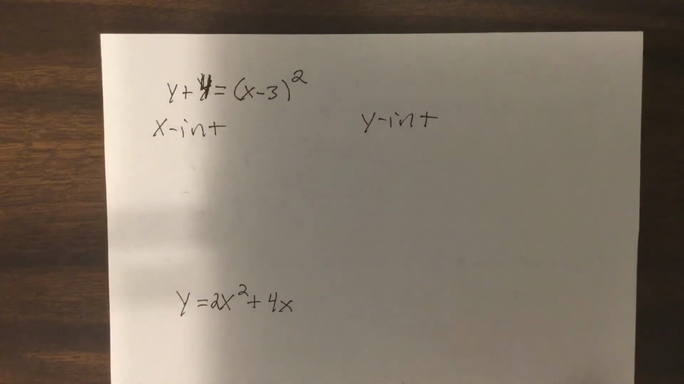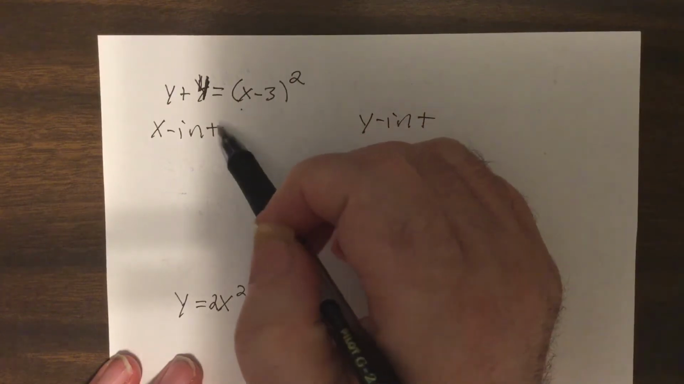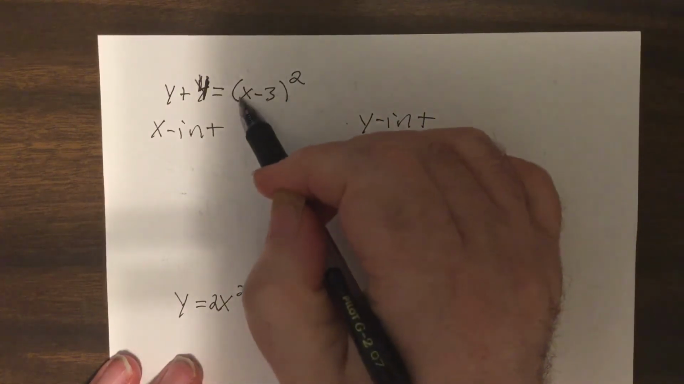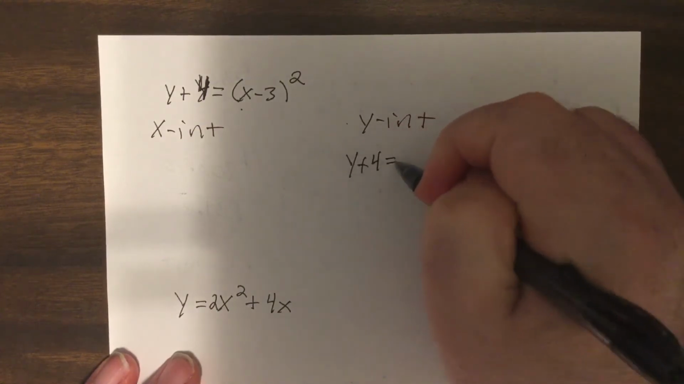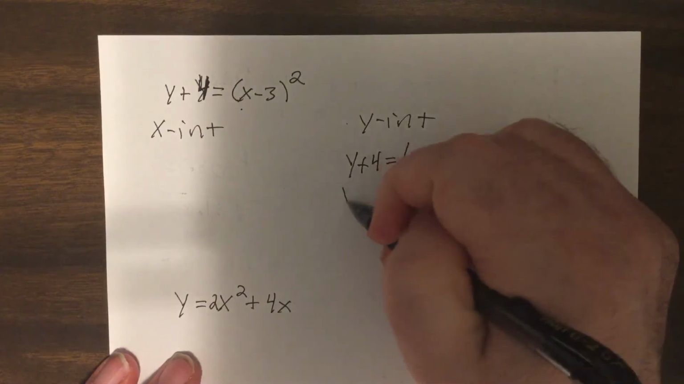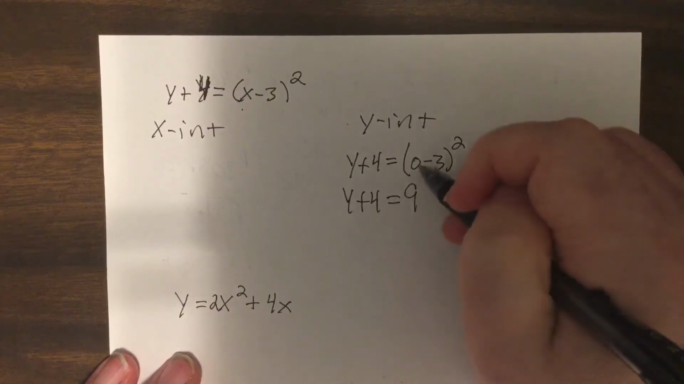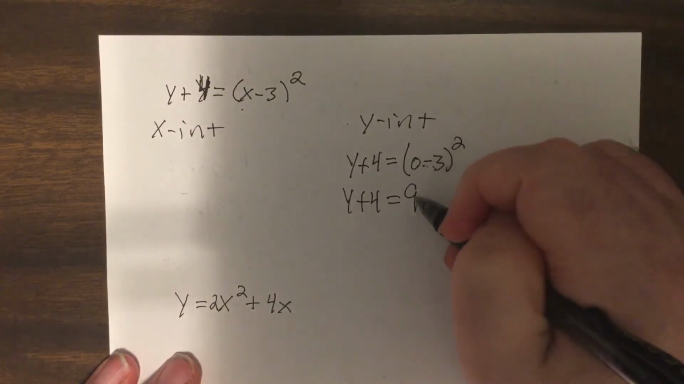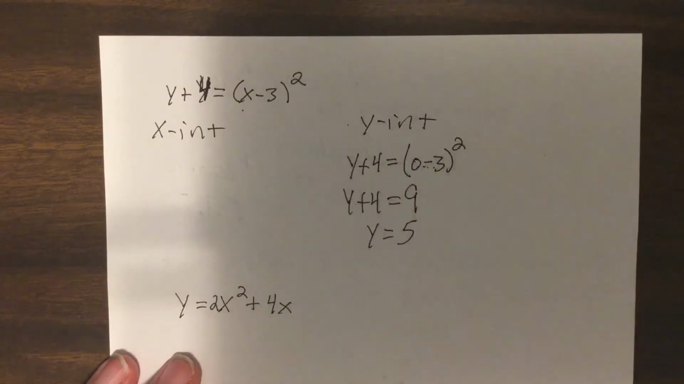Wow. Okay, next one, x and y intercept. If it's set up like this, to find the y-intercept, you put 0 in for x. So it'll be y plus 4 equals 0 minus 3 squared. So y plus 4 equals 9. 0 minus 3 is negative 3, squared is 9. Subtract 4, y is 5.